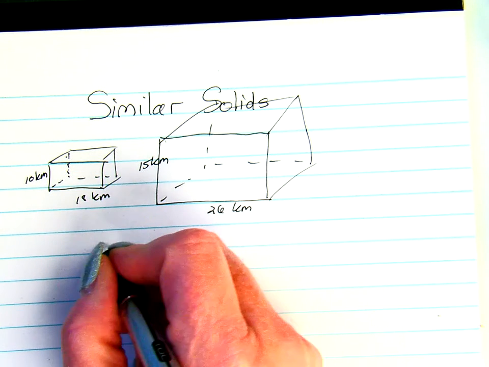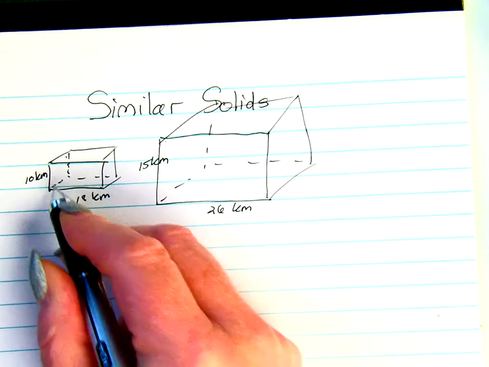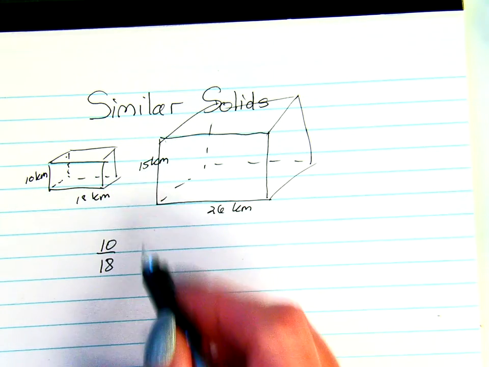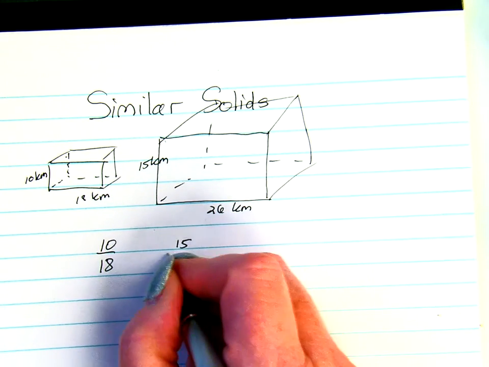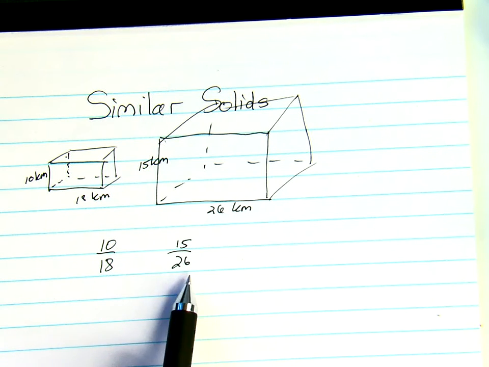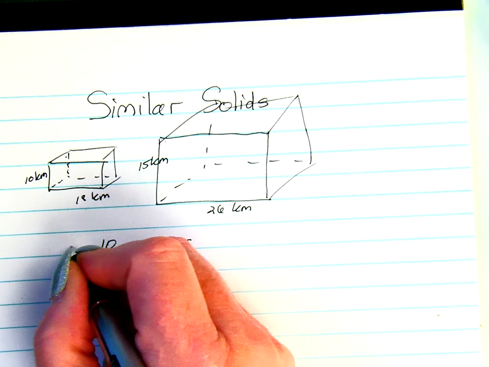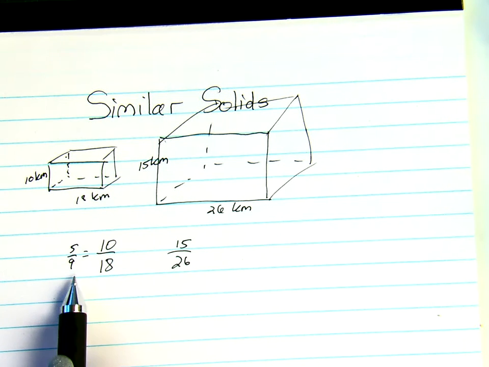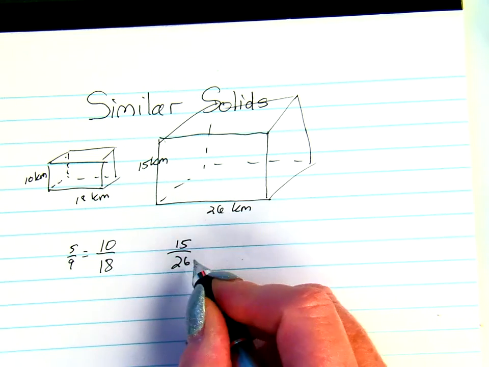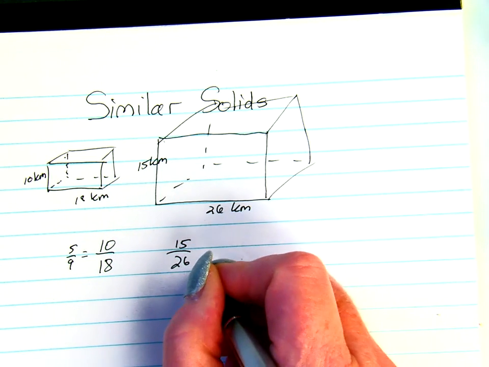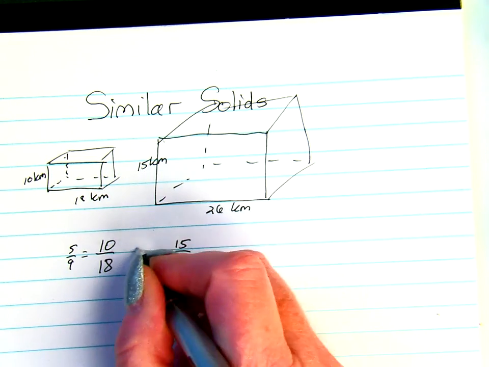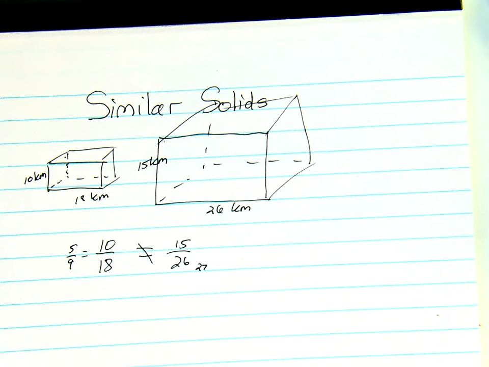So I'm going to put my 10 over 18, this side over this side, so I've got to do the same, 15 over 26. I am going to look at this and say, okay, I know that I can reduce this to 5 over 9, but if I multiply this 5 times 3, I get 15, but if I multiply 3 times this 9, I get 27, so this is not a proportion.